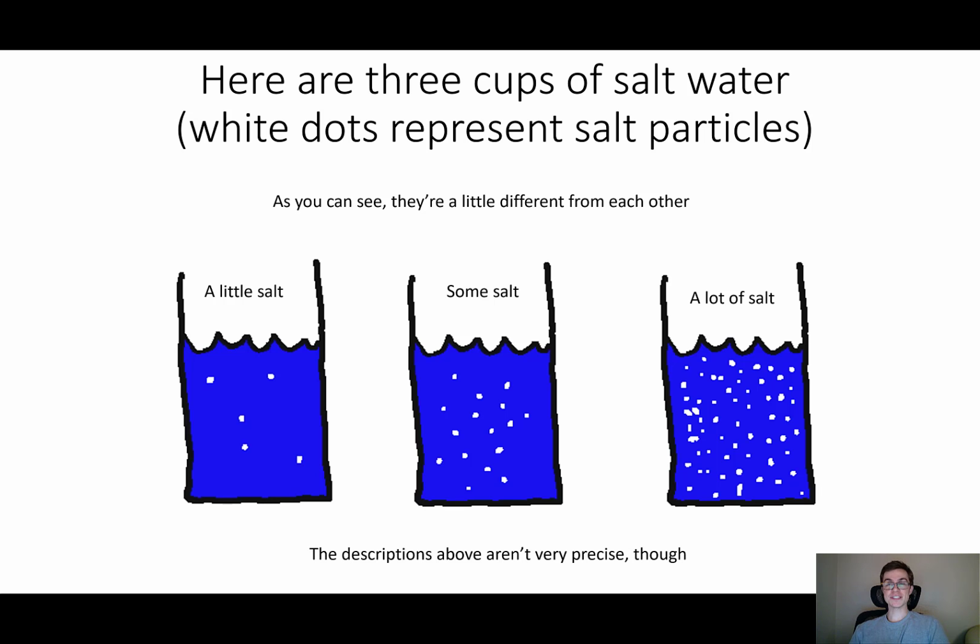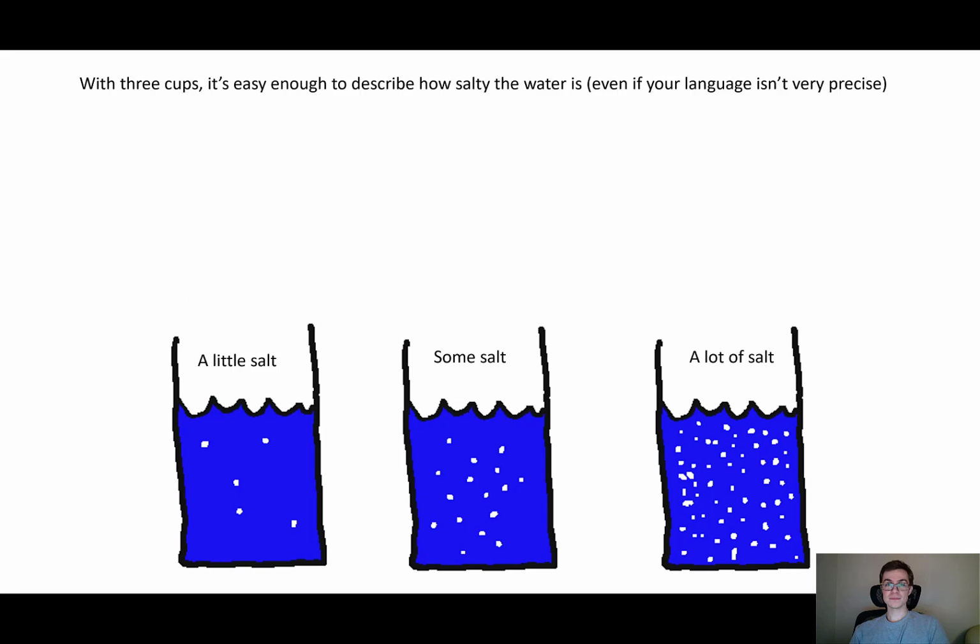These descriptions, these sentences that I gave you, they're not very good, and they're not very precise. For example, how salty is not very salty? How salty is really salty? I mean, what will that taste like? Can you get a picture in your head? I mean, with 3 cups, if I needed that amount of salt, it would be pretty easy. I could just say, give me the middle saltiness thing, right?